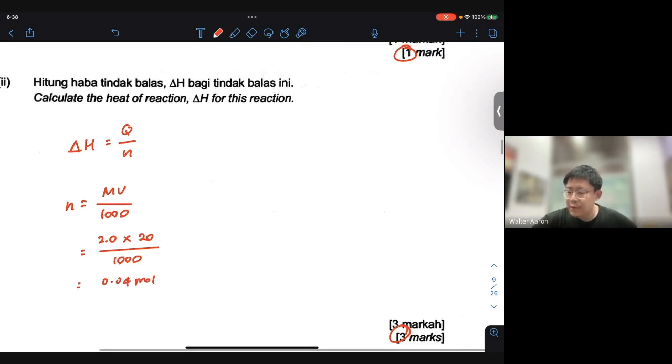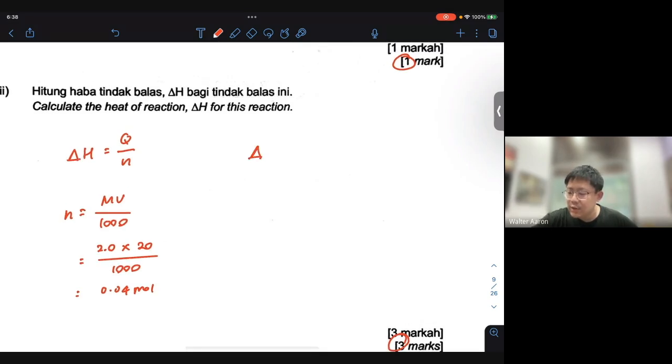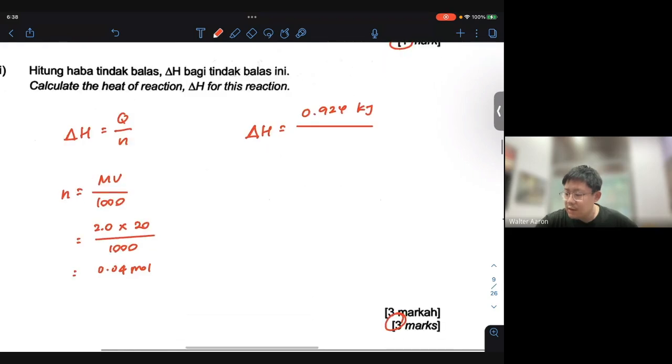All right, and now that we have the n ready and we got the Q, we can now calculate delta H straight away. So delta H will be 0.924 kilojoules divided by 0.04 mole. And if you get everything correctly calculated, you'll get 23.1 kilojoule per mole.